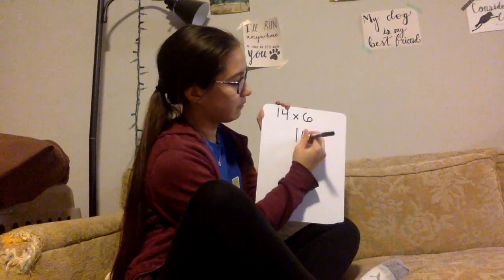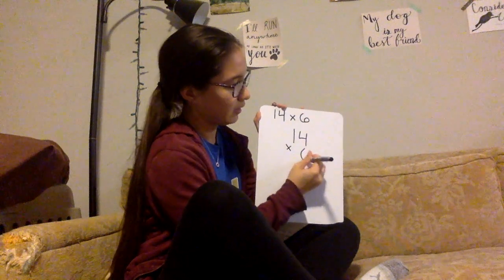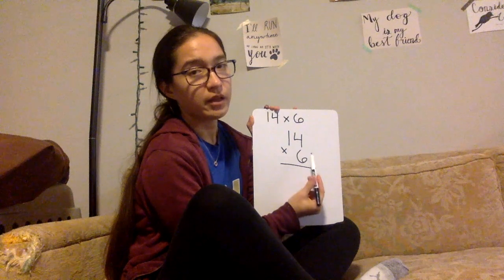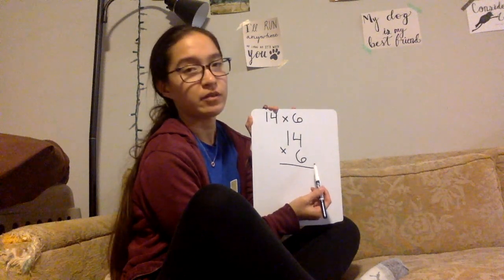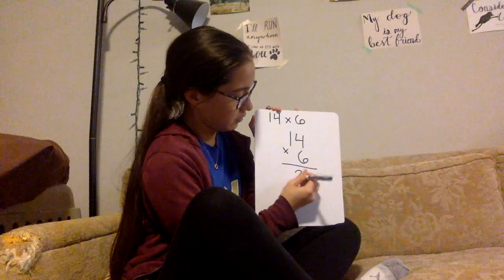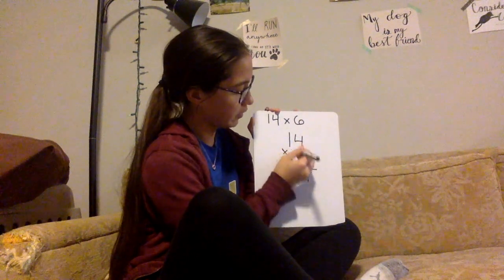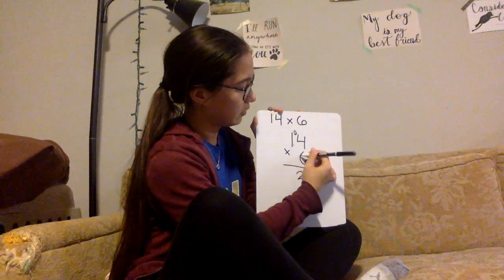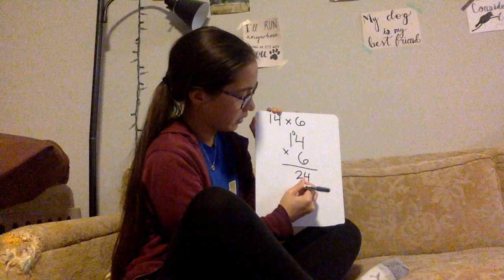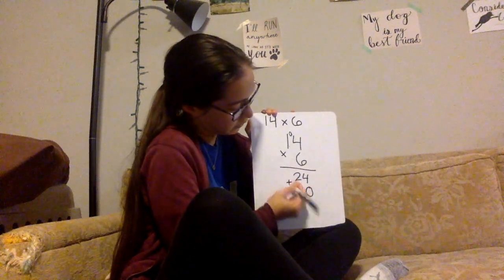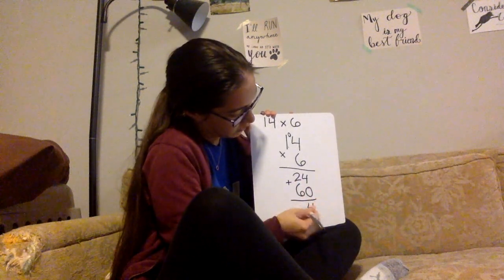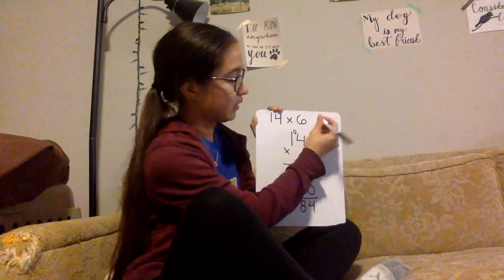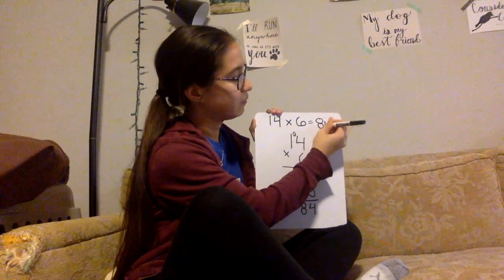I'm going to write it vertically. 14 times 6. I've lined up my tens place, I've lined up my ones place, and then I'm going to multiply 4 times 6. 4 times 6 is 24. Then I'm going to go over here to my ones and tens place. Remember that this is a 0 here, so it's 6 times 10, or 60. Add those together, and I'm going to get 84. So I know that 14 times 6 equals 84.